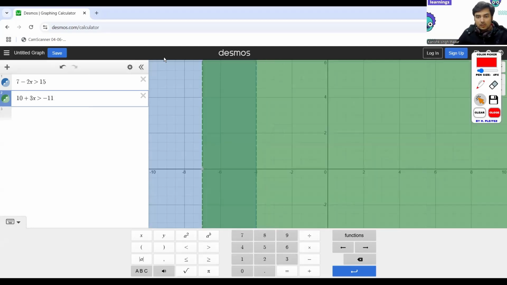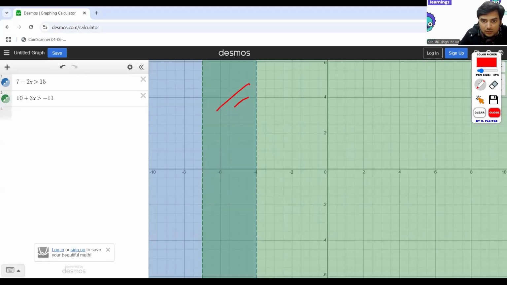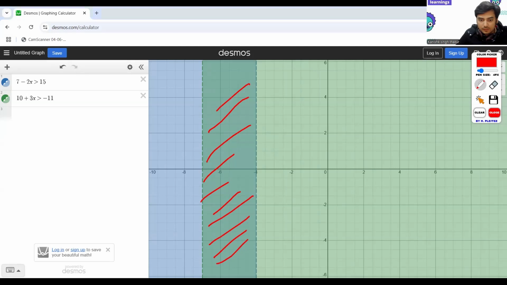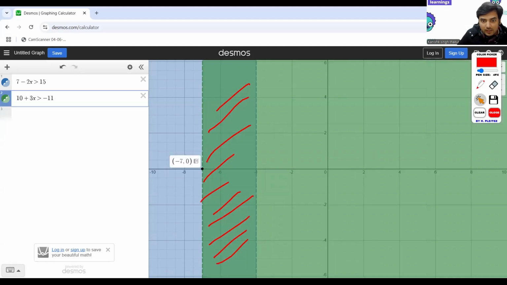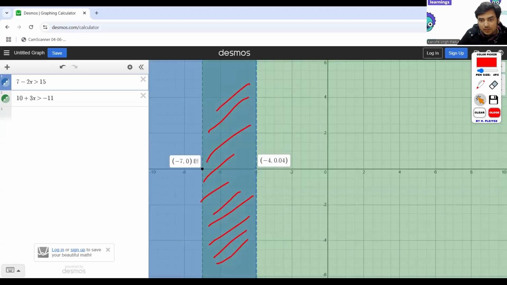Now you can also see wherever these two graphs are intersecting, I can see this portion here, isn't it? It is this portion here. Now see what the points are here. This point is minus 7 comma 0, and this point is minus 4 comma 0, isn't it?